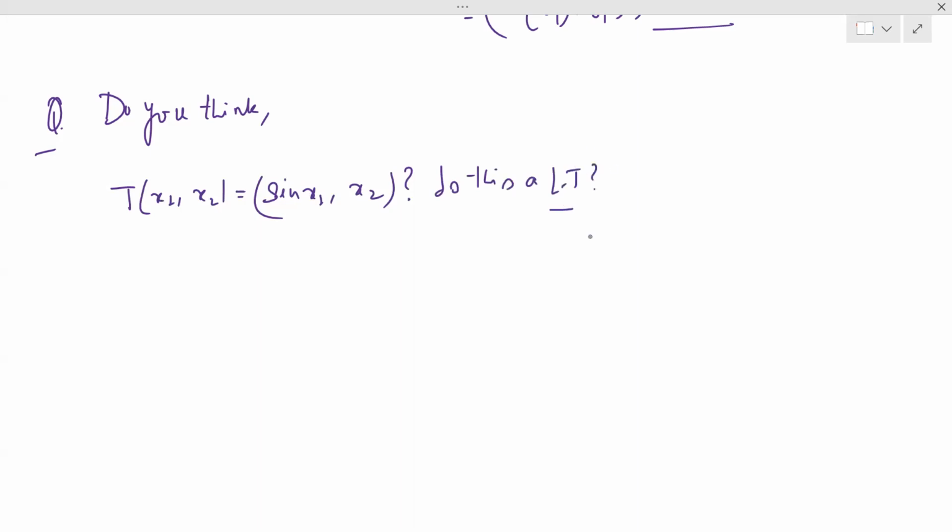Now let's take another example to explain linear transformation. Do you think this is a linear transformation? And please do remember, this is linear transformation said mathematically. When I say it in physics, this is equivalent to saying linear operators. Okay, so let us do it. Is that a linear transformation?